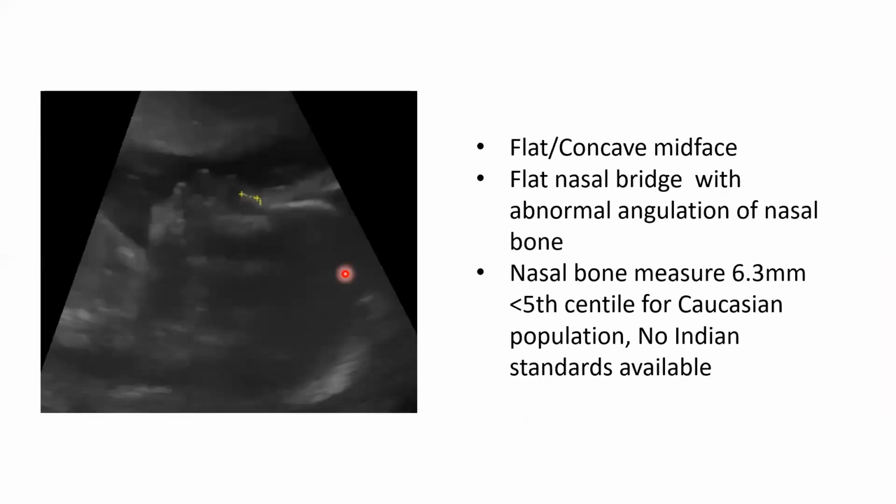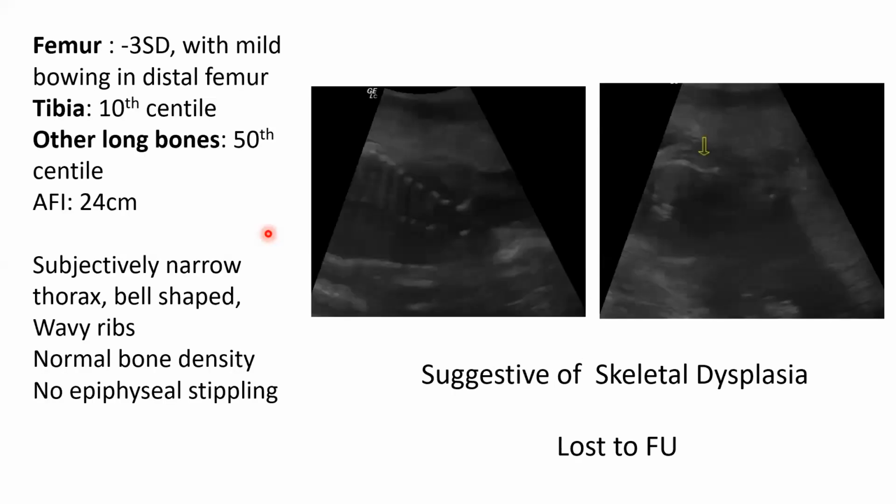In this, the scan was suggestive of flat concave face and flat nasal bridge with abnormal angulation of the nasal bone. The nasal bone measurement was 6.3 mm, that is less than the 50th centile for the Caucasian population, but no Indian standards are available at this gestation. And then in the further skeletal survey, the femur length was -3 standard deviation with mild bowing at the distal femur. Tibia length was around the 10th centile, and other long bone measurements were around the 50th centile. Amniotic fluid liquor was on a little higher side, 24 centimeters.